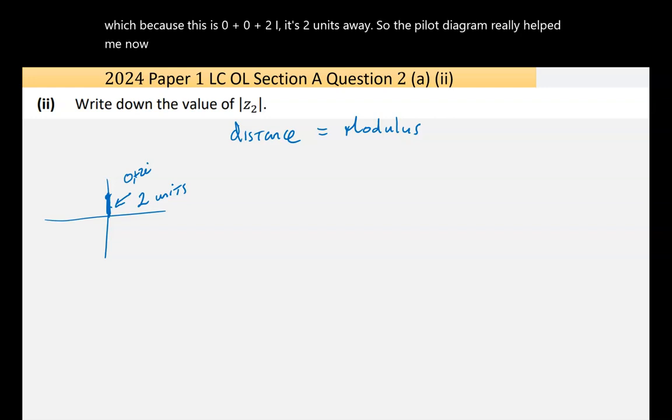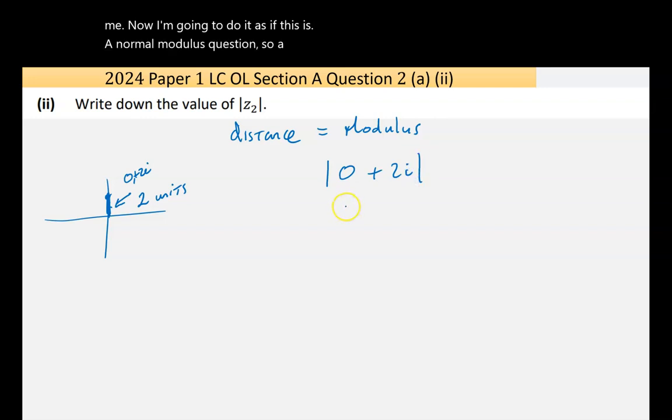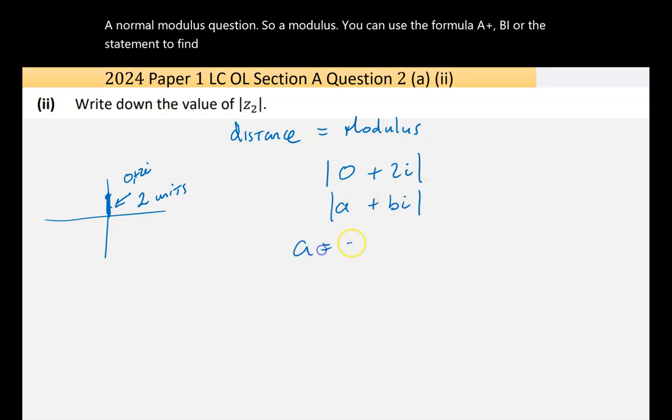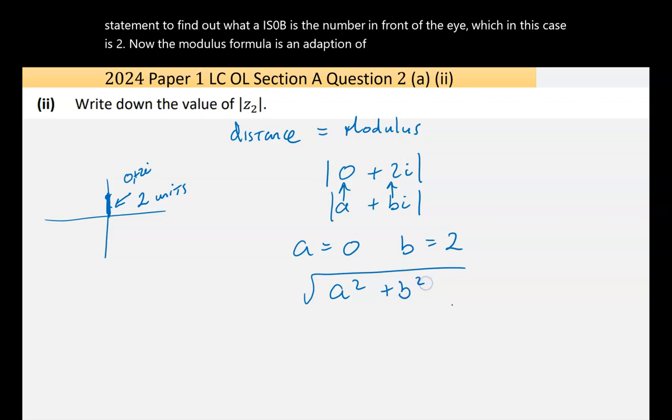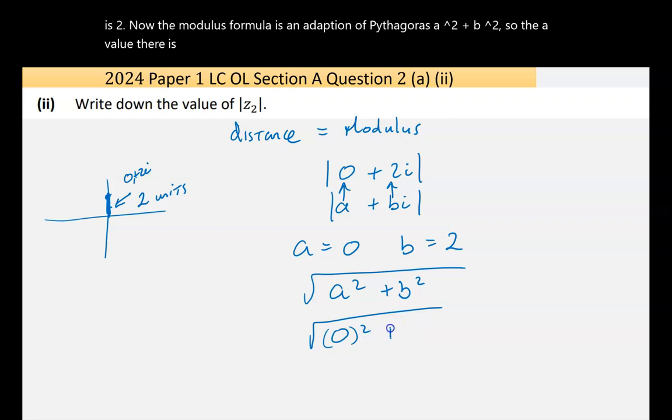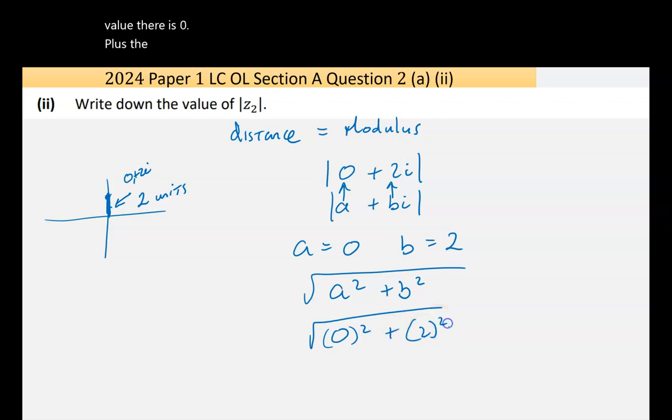Now I'm going to do it as if this is a normal modulus question. So for a modulus, you can use the formula. A plus Bi, or the statement, to find out what A is, 0. B is the number in front of the i, which in this case is 2. Now the modulus formula is an adaptation of Pythagoras, the square root of A squared plus B squared. So the A value there is 0, plus the B value there is 2.